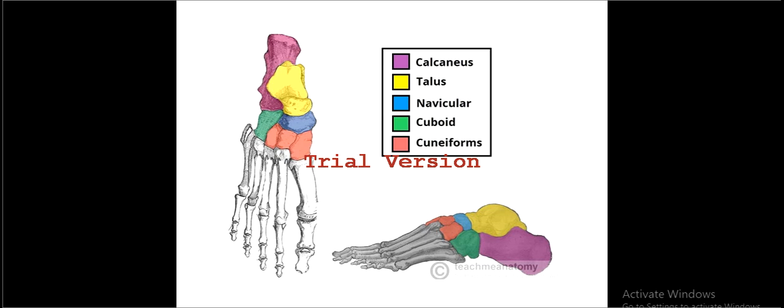Here you can see the diagram of the tarsal bones. The first one is the calcaneus bone. Here you can see the calcaneus bone, which is known as the heel bone. This is the talus bone. This is the navicular bone. This is the cuboid bone, and these are the 3 cuneiform bones: the medial cuneiform bone, the intermediate cuneiform bone, and the lateral cuneiform bone.